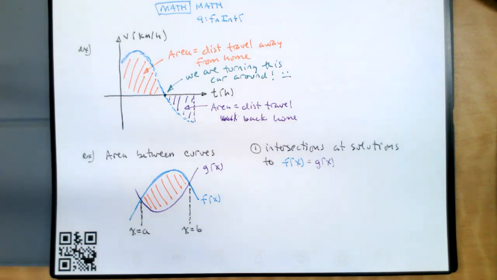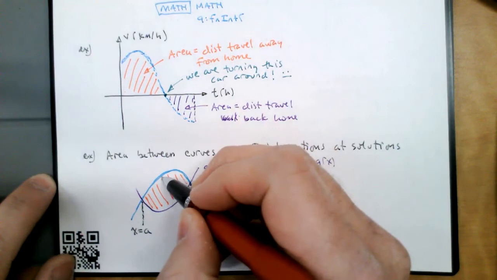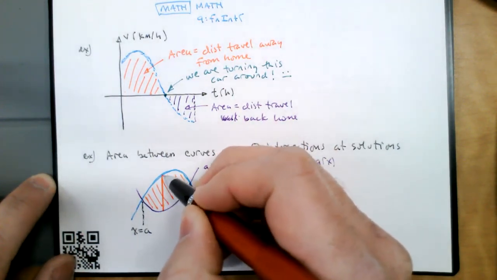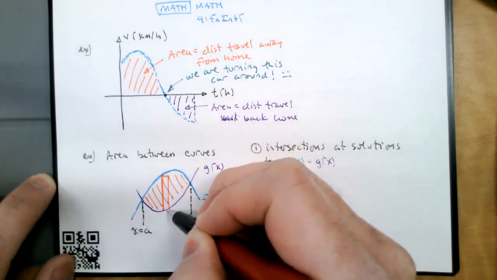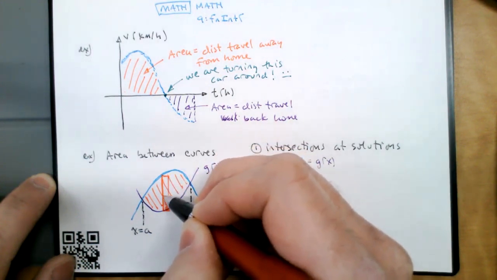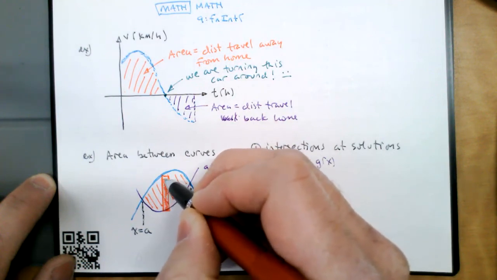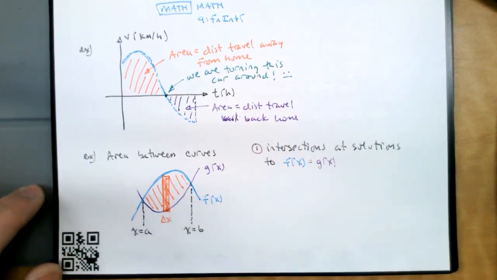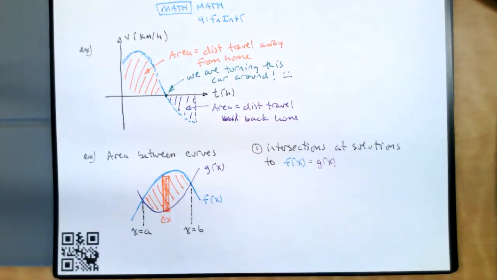Then what we need to do is length times width, because all we ever do for area is length times width. And now I just suddenly regret shading this in, but that's okay. The length that we're going to use is not just the function, but the distance between these two functions. So our width is some change in x, and our height is f of x minus g of x, the difference between these two functions.